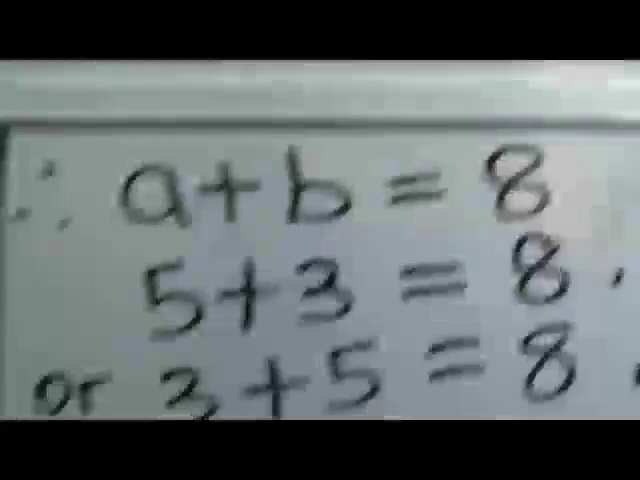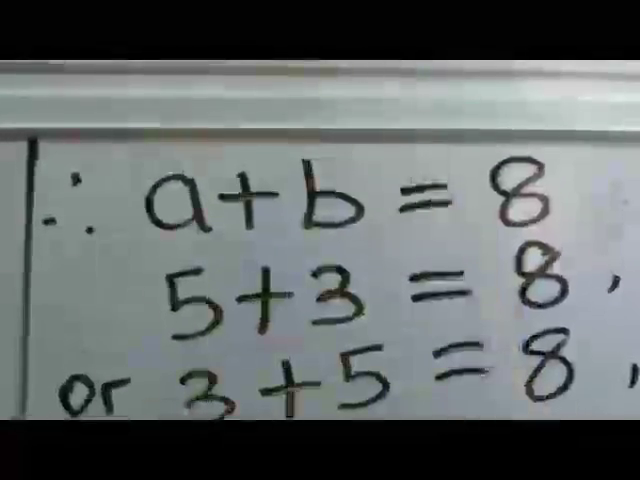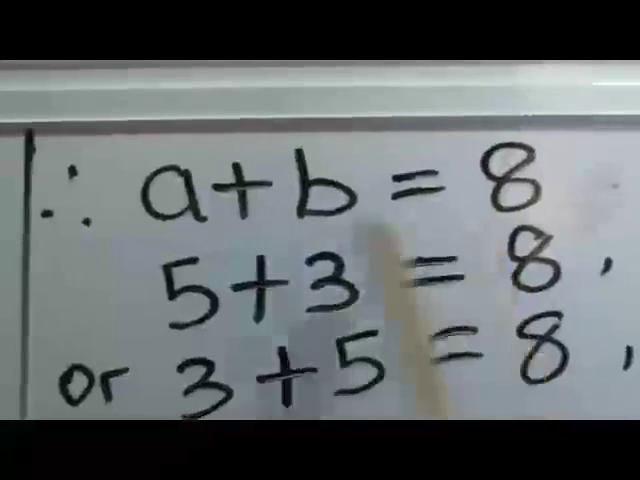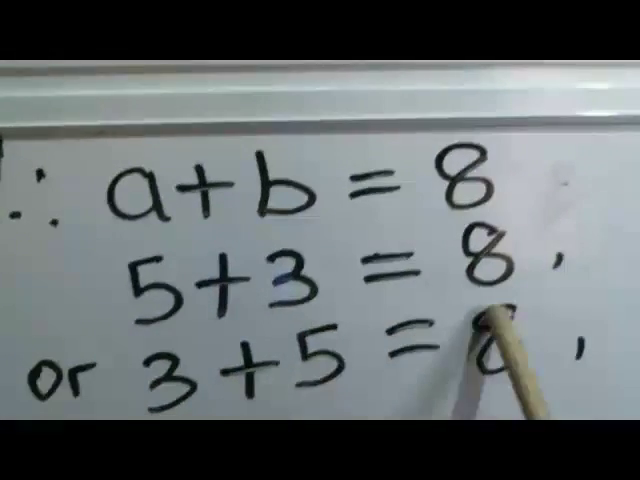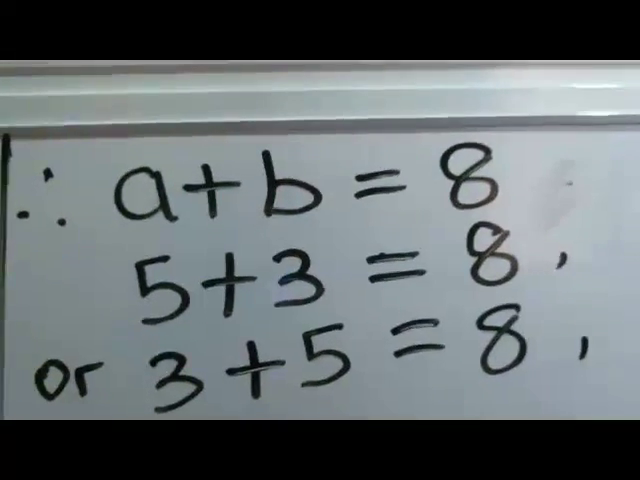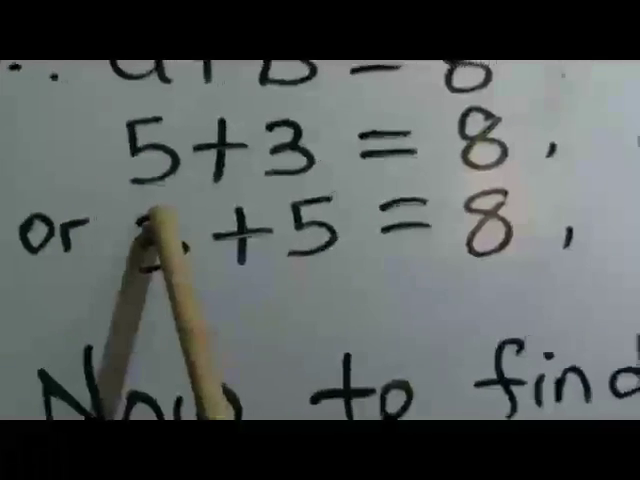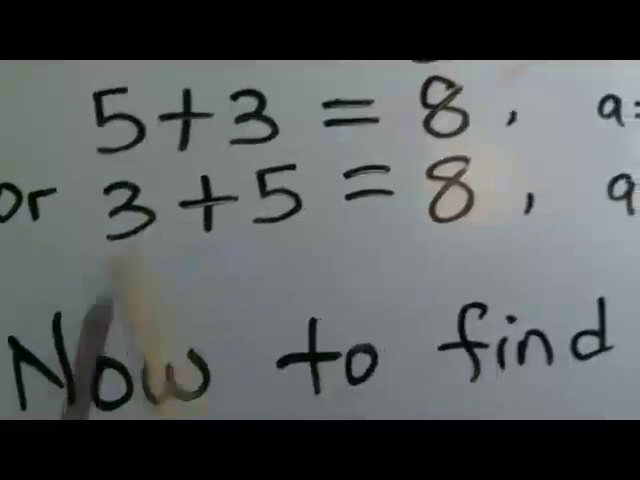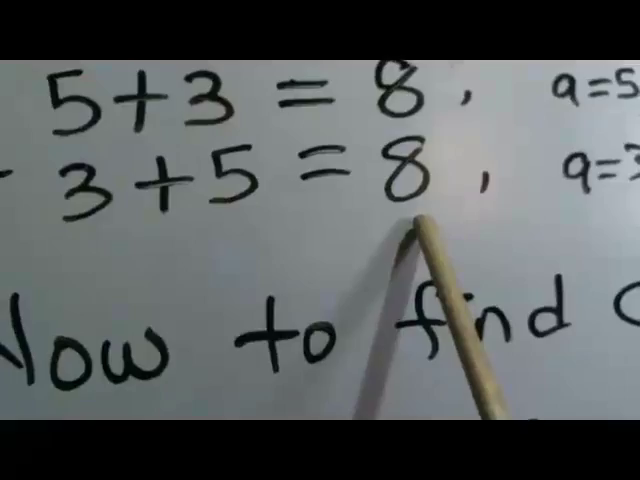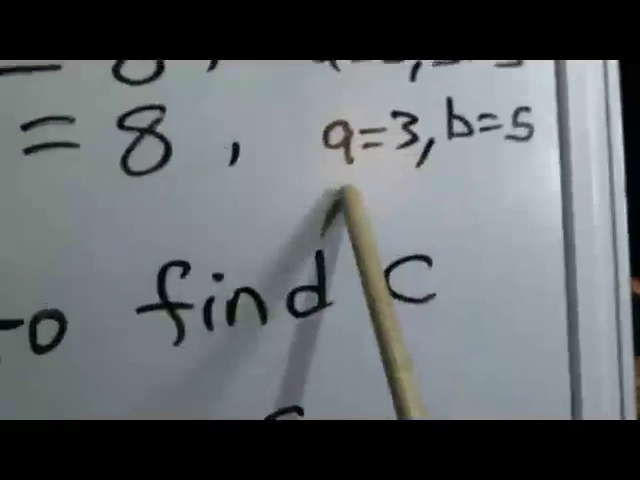Now, earlier on we have that a plus b is equal to 8. Therefore, if a is equal to 5 and b equal to 3, then 5 plus 3, a plus b is equal to 8. 3 plus 5 is equal to 8. So, now that we have that a is either 3 or 5, or b is either 3 or 5.